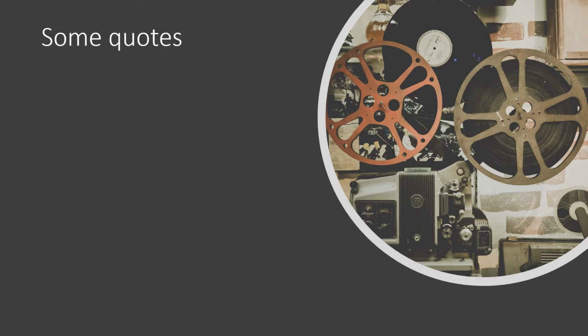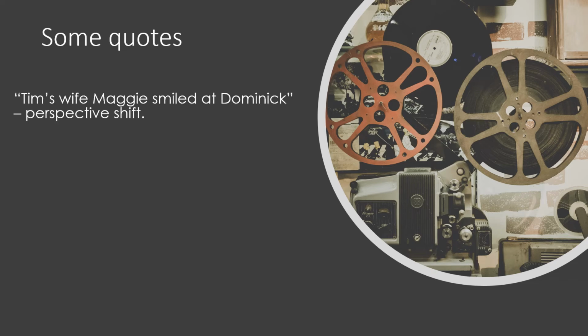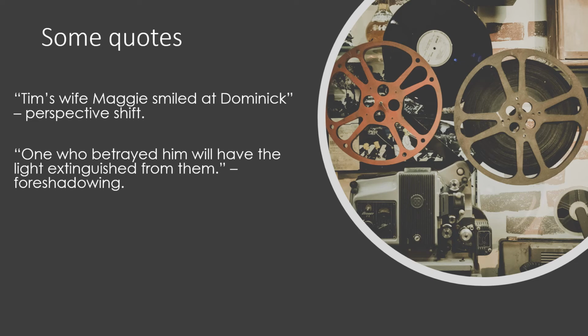So we're going to have a look at some quotes here, just to show how you could approach this in the exam. So we've got "Tim's wife Maggie smiled at Dominic." That was perspective shift. We had first Tim walking along, and then Tim's wife smiling at the man that she was cheating with. "The one who betrayed him will have the light extinguished from them" is an example of foreshadowing. So something is going to happen, some murder in this case.